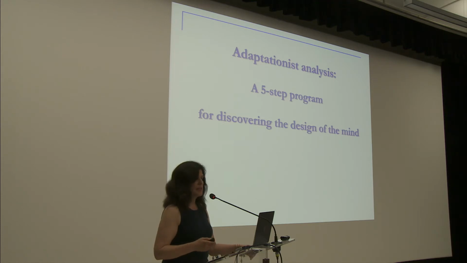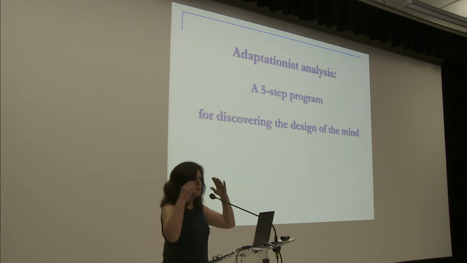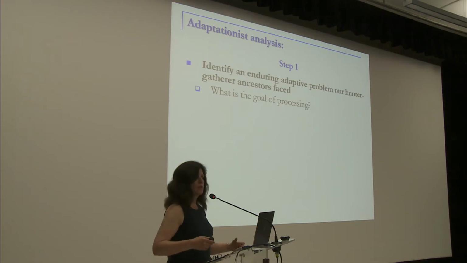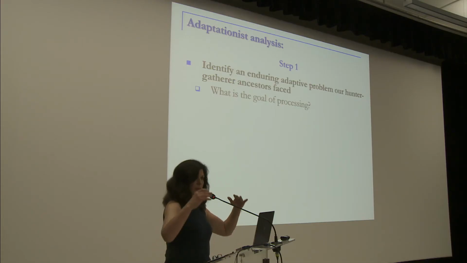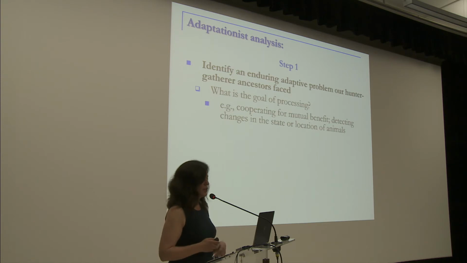An adaptation analysis is a 5-step program for discovering the design in the mind. It's not for just looking at things and saying, what was it for, but for discovering new things. Step 1, identify an enduring adaptive problem that our hunter-gatherer ancestors were likely to have faced. Ask yourself, like David Marr in his levels of explanation, what is the goal of processing? Things like cooperating for mutual benefit, detecting changes in the state or location of animals.